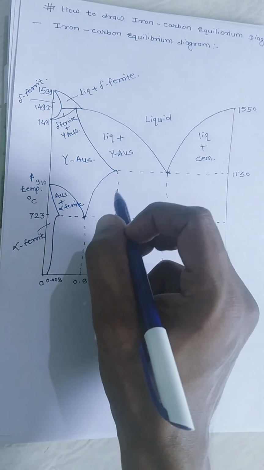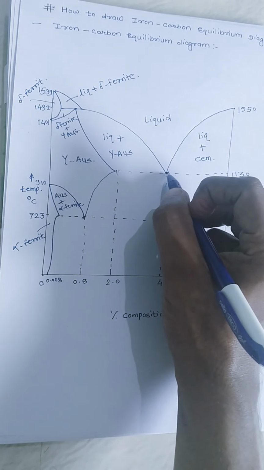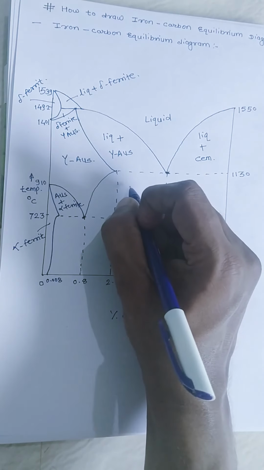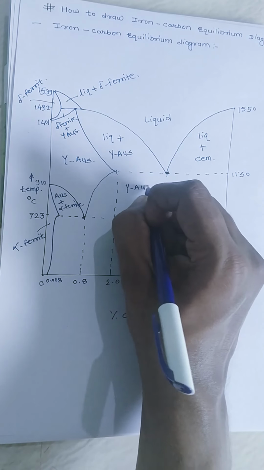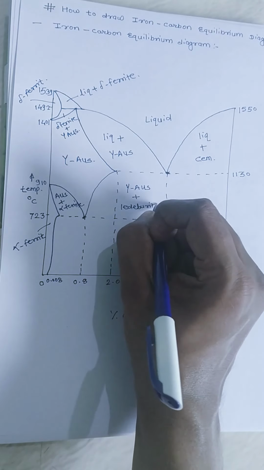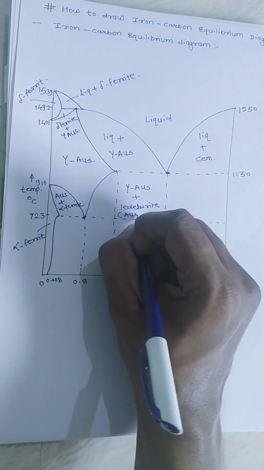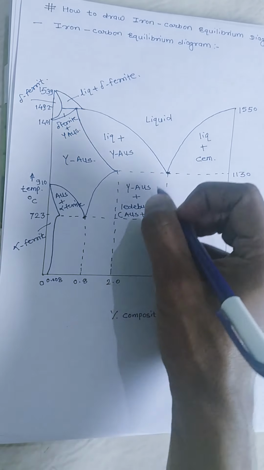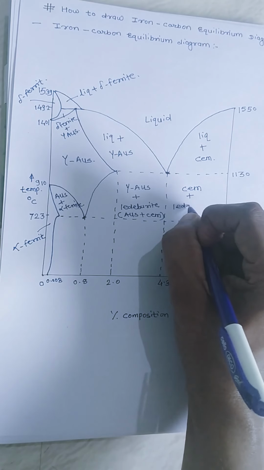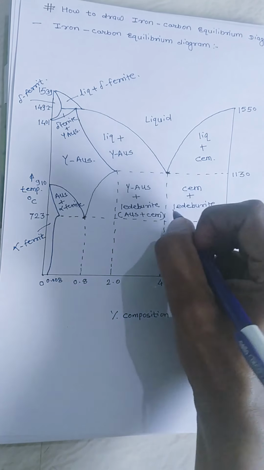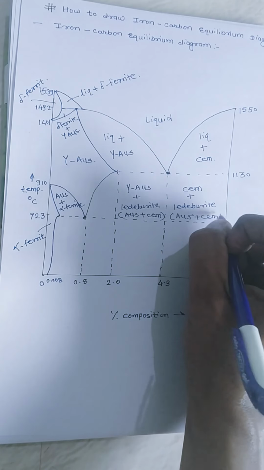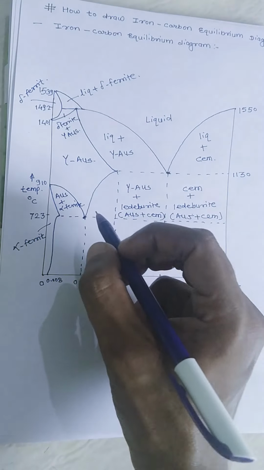After that, here the eutectic reaction is carried out, which means liquid gets converted into ledeburite, gamma austenite plus cementite, which means alternate layers of austenite plus cementite. The cementite remains as it is, plus ledeburite, meaning austenite plus cementite.